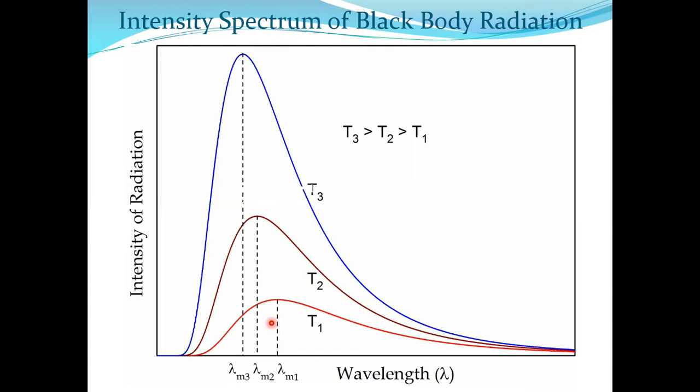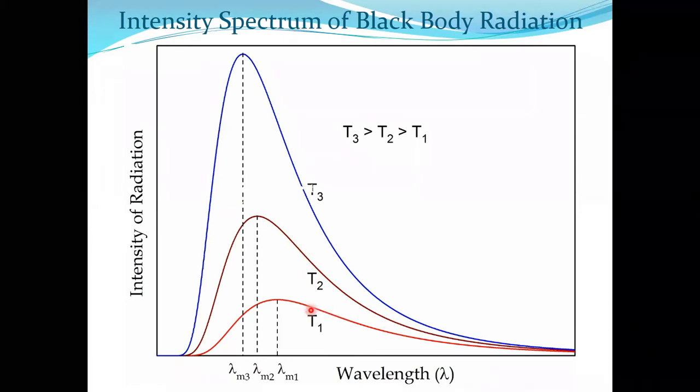Now, Professor Wien observed it very carefully. He did a thorough experiment. That means he observed it for a large number of temperatures. And he observed that there is a relation between the temperature and the wavelength at which the peak is observed. He found a relationship between the temperature in Kelvin and the wavelength at which the peak is observed.